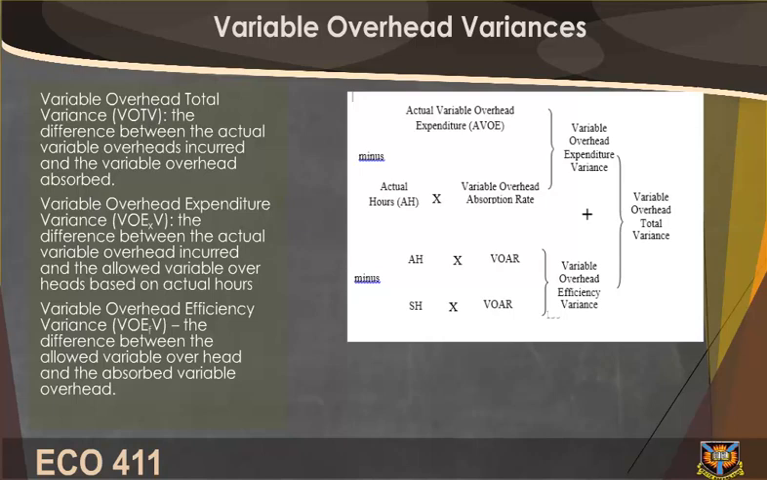Variable overhead variance. Variable overhead total variance, VOTV. The difference between the actual variable overheads incurred and the variable overhead absorbed. Variable overhead expenditure variance. The difference between the actual variable overhead incurred and the allowed variable overheads based on actual hours. Variable overhead efficiency variance. The difference between the allowed variable overhead and the absorbed variable overhead.